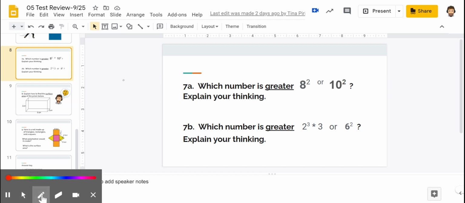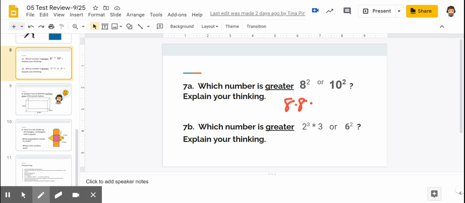Which number is greater? Explain your thinking. Well, 8 to the second power means 8 times 8, which is 64. That exponent of 2 tells us that that base of 8 is multiplied by itself 2 times. And then 10 to the second power is going to be 10 times 10. That exponent of 2 means that base is multiplied by itself 2 times. 10 times 10 is 100.